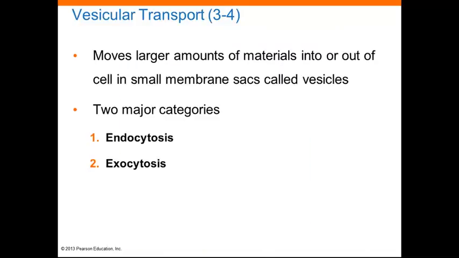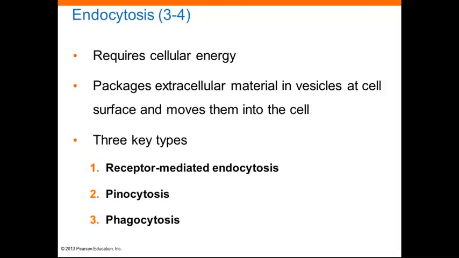Now, another type of movement across the membrane is vesicular transport. And so this is where you can actually move these really large amounts of material in and out of the cell through these small little membrane sacs called vesicles. And there's two major categories of vesicular transport. There's endocytosis and exocytosis. Okay? And I bet if you break those words down, you can figure out what they actually mean.